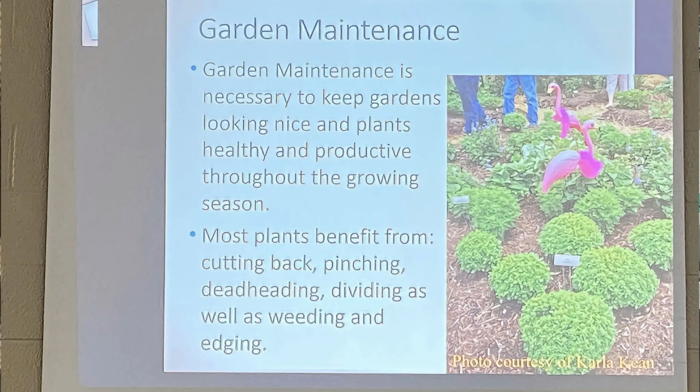Garden maintenance. Garden maintenance is necessary to keep gardens looking nice and plants healthy and productive throughout the growing season. Most plants benefit from cutting back, pinching, deadheading, dividing, as well as weeding and edging.